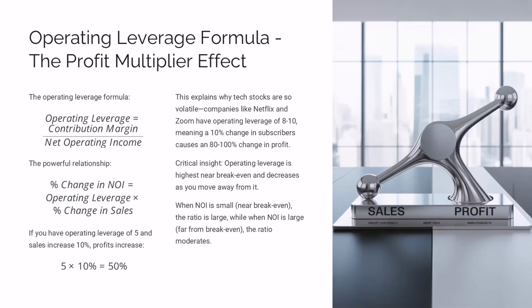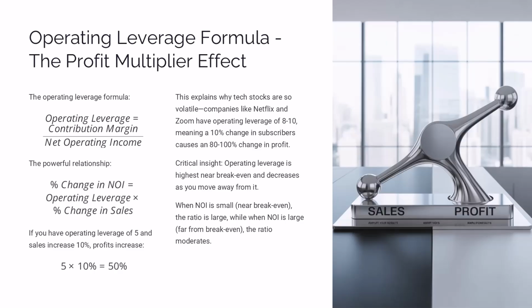This is exactly why tech stocks are so volatile. Companies like Netflix and Zoom have operating leverage of 8 to 10, meaning a 10% change in subscribers causes an 8 to 10 times 10% equals 80 to 100% change in profit, which explains those wild swings that make or break fortunes in the stock market.